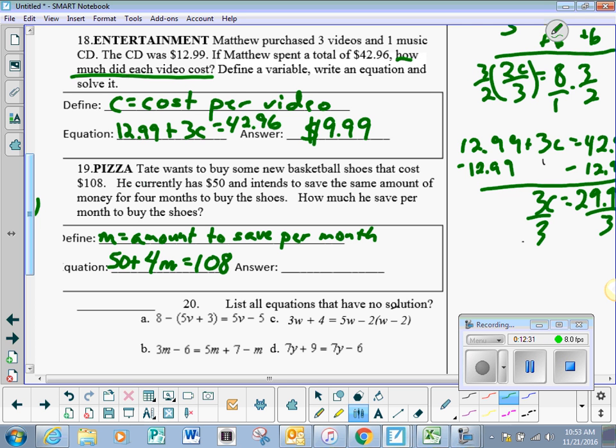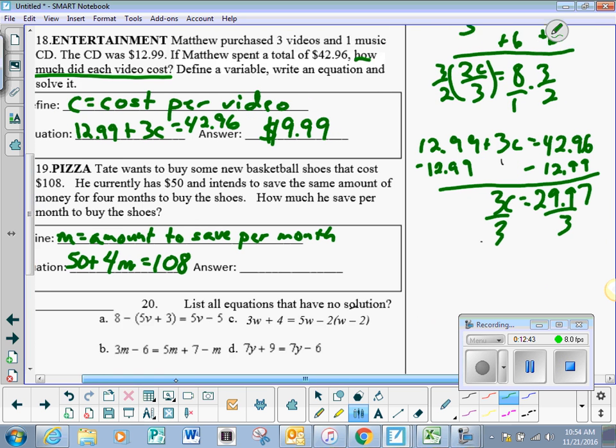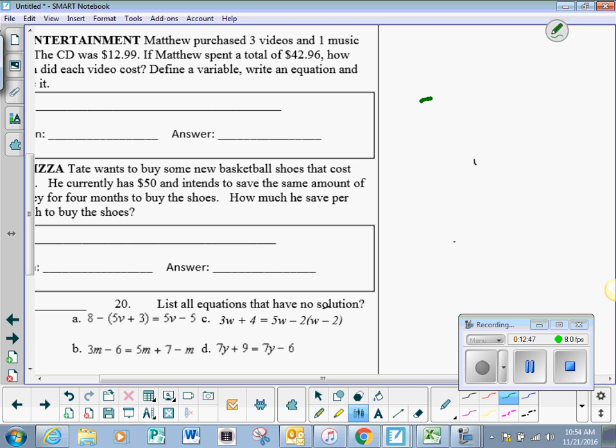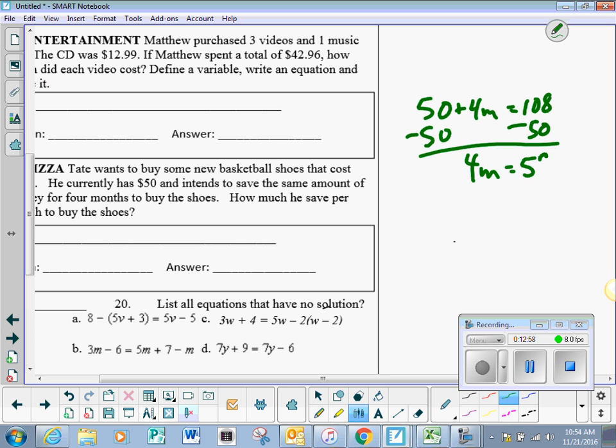So it makes sense though. This equation makes sense. $50 plus $4 per month for M number of months is 108. So then you would subtract 50 from both sides. So 50 plus 4M equals 108. Subtract 50 from both sides. So 4M equals 58. Divide both sides by 4 and you get M equals what?